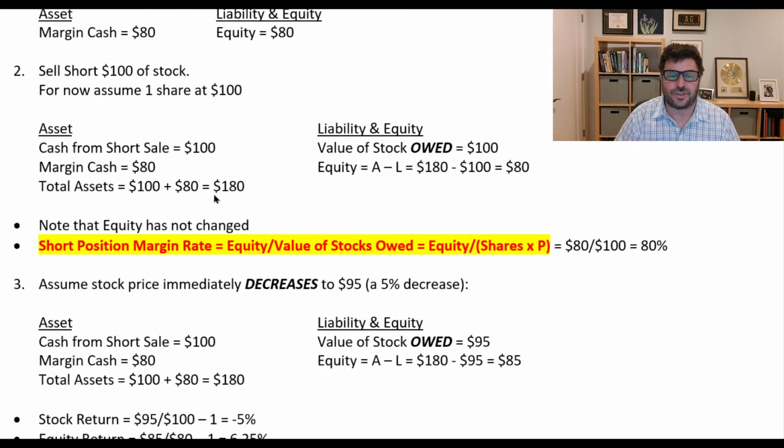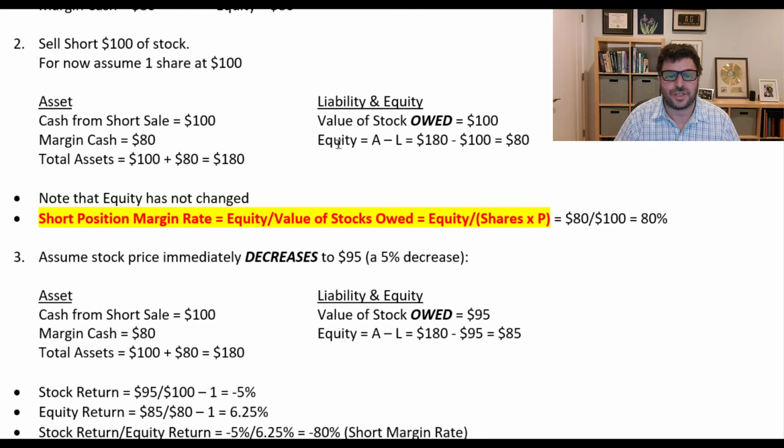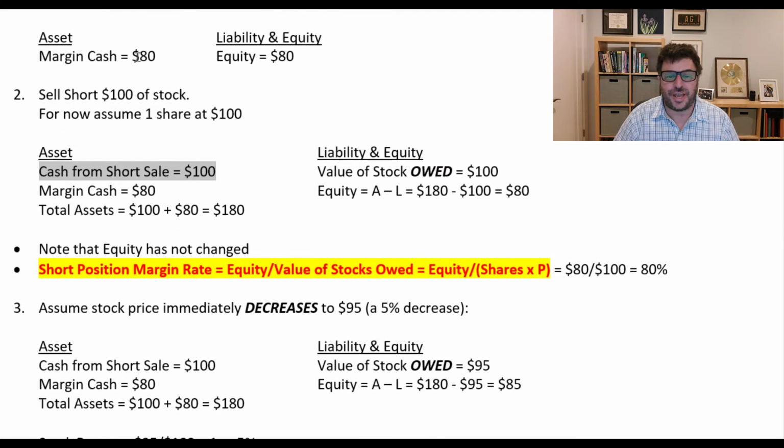And so here's how this works. It's a little confusing, so let's spend a second on this to make sure we get it. We're going to sell short one share of stock. Therefore, we're going to get cash from the short sale of $100. In addition, we still have the $80 in margin cash. That hasn't gone anywhere. And so the total assets are $180.